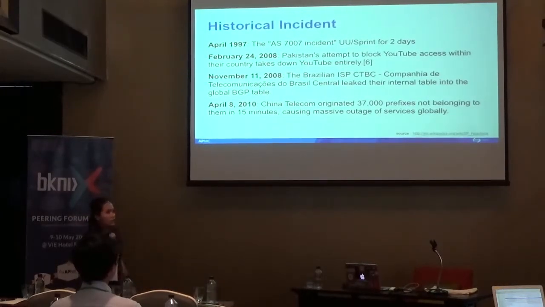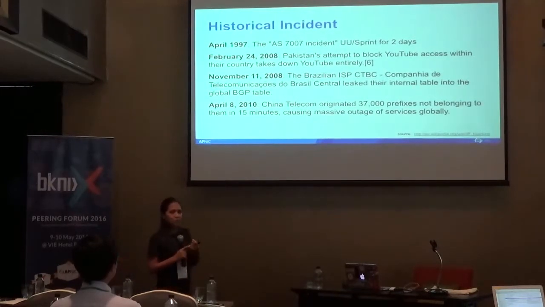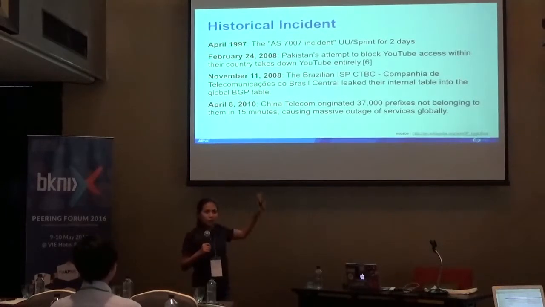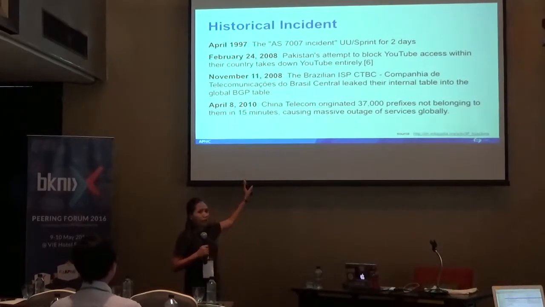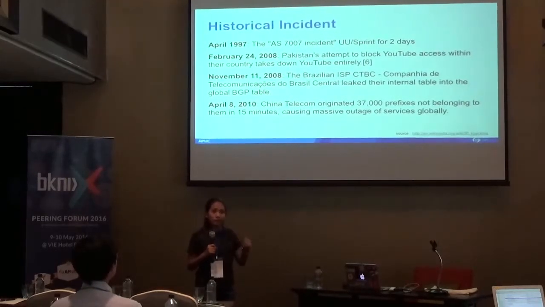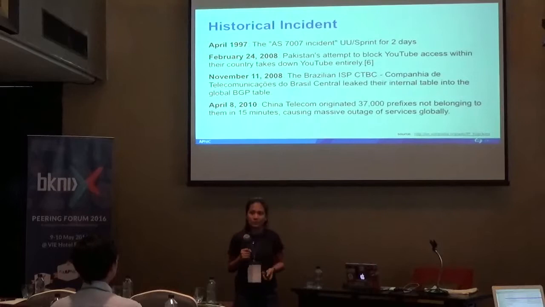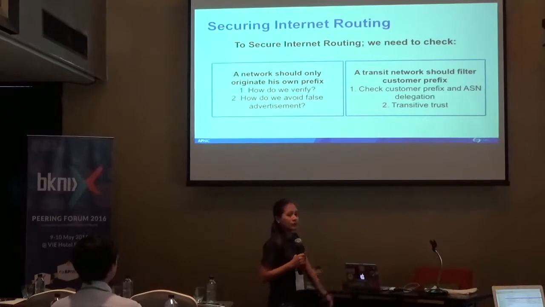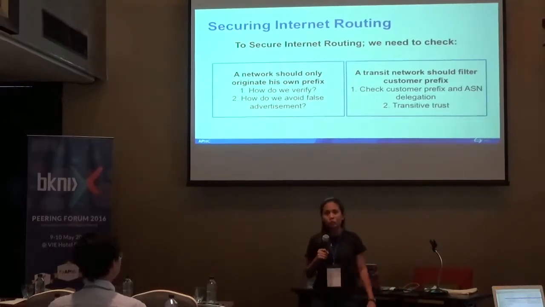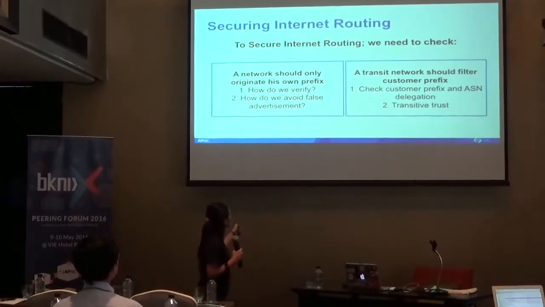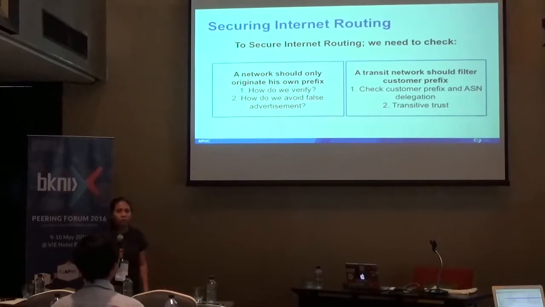Now, there are other incidents. In Brazil, it's happened. China Telecom. In our region, it's happened in Malaysia, in Indonesia, and a few other countries. Now, I'm not saying that it only happens 5, 10, or 100 times. I would say that every day, this is actually very possible. It happens. So what do we do to prevent this? What do we do to provide some sort of security with the prefixes that we announce, the prefixes that we route? Two things. To secure internet routing, we need to do a couple of things.